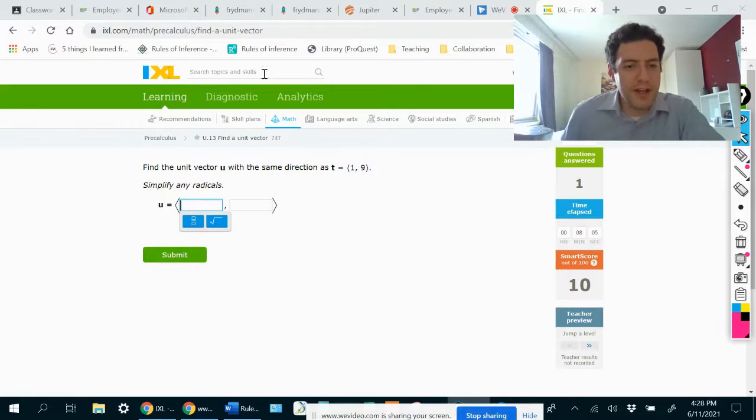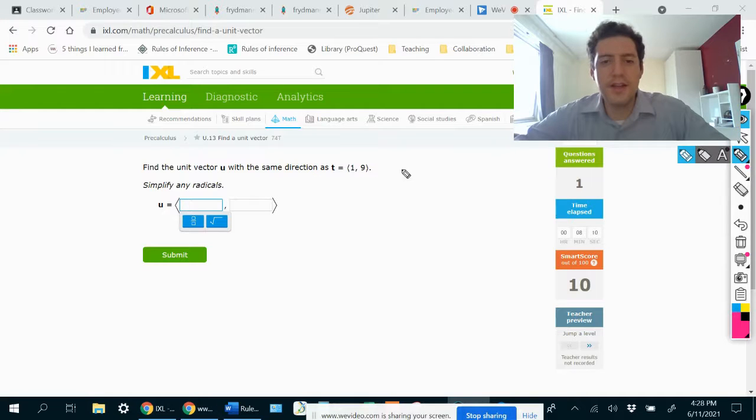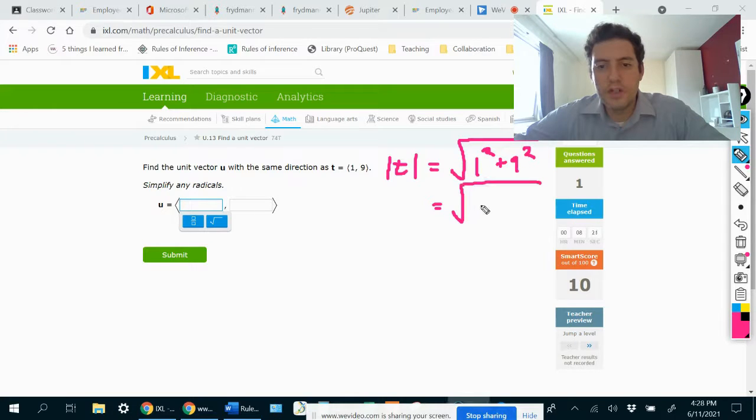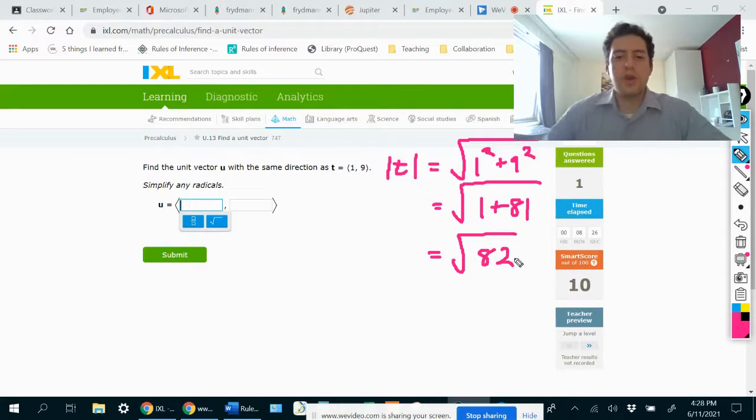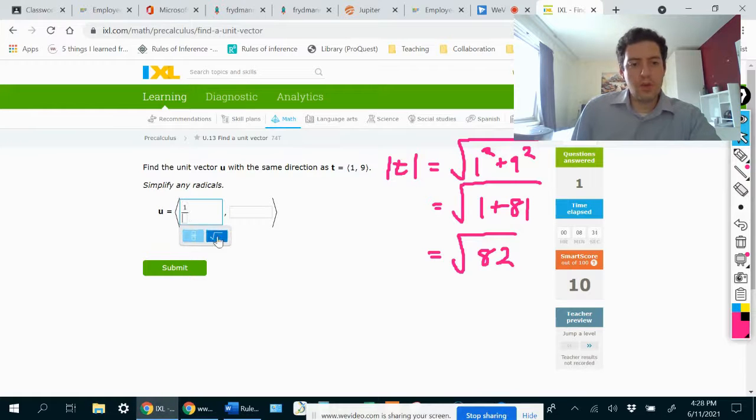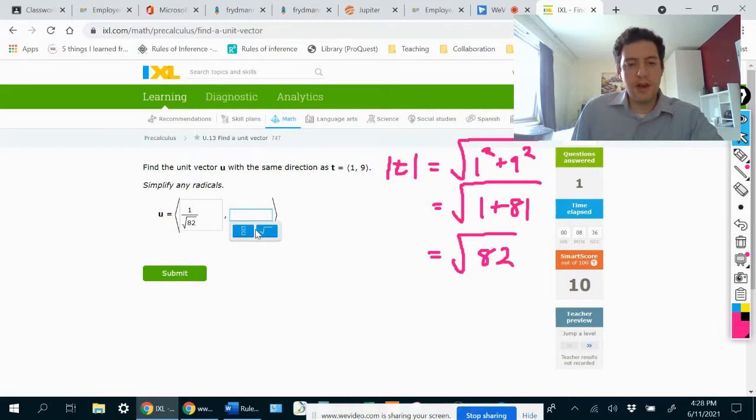Okay, find the unit vector u with the same direction as 1, 9. Again, if this is our vector t, then the magnitude of t would be the square root of 1 squared plus 9 squared, which is 1 plus 81. Okay, so we're going to get the square root of 82. So this would just be 1 over the square root of 82, the horizontal component, and 9 over the square root of 82 for the vertical component.